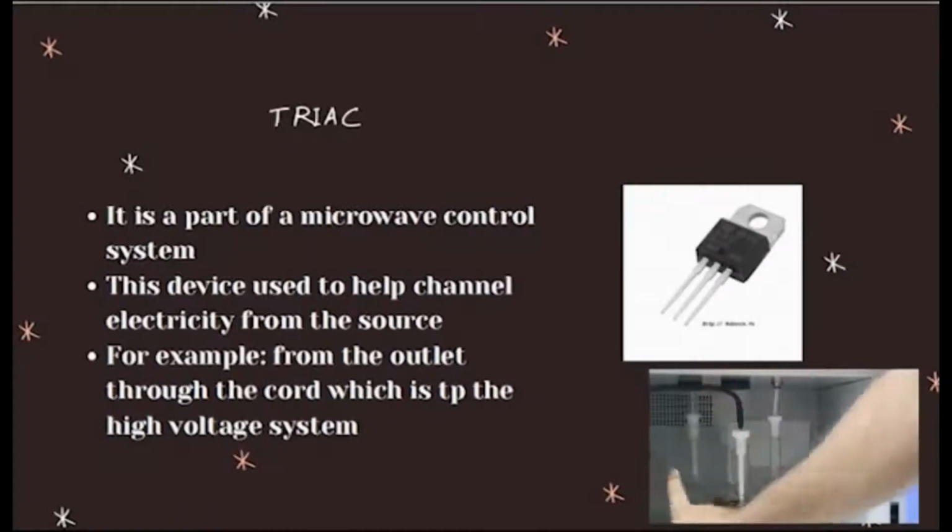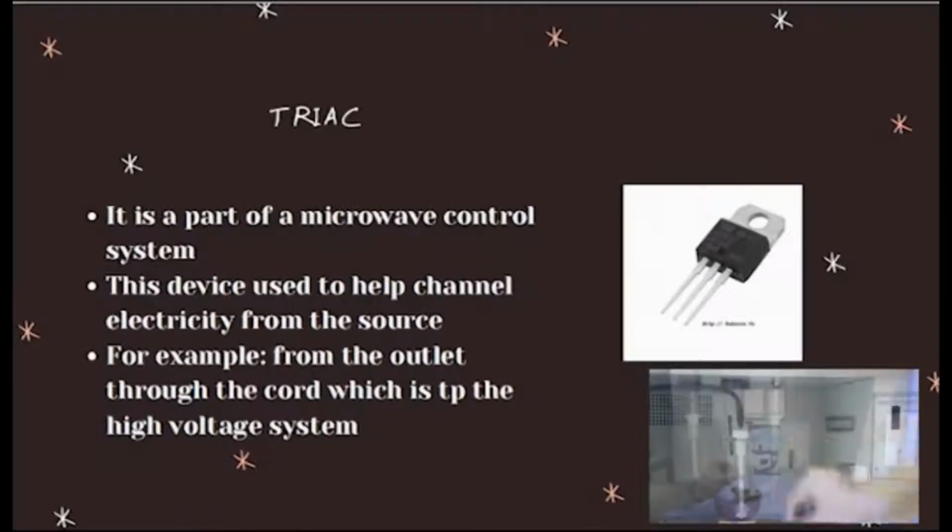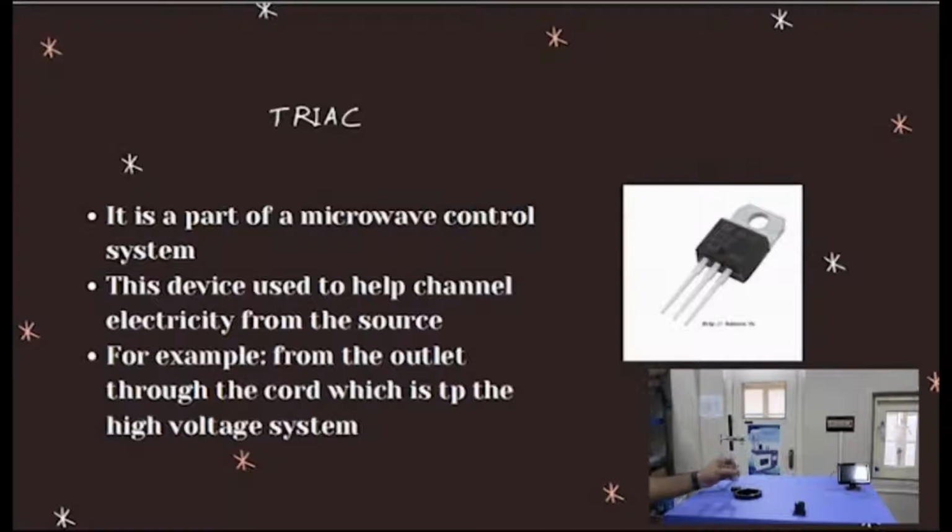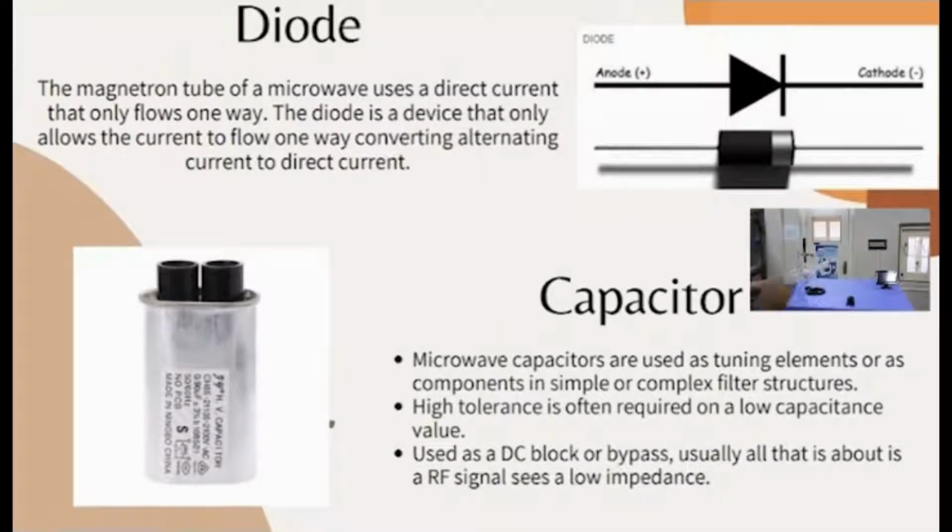Next is triac, a device used to help channel electricity from the source. For example, from outlet through cord to high voltage system. Next is diode. The magnetron tube of a microwave uses a direct current that only flows one way. The diode is a device that only allows the current to flow one way, converting alternating current to direct current.